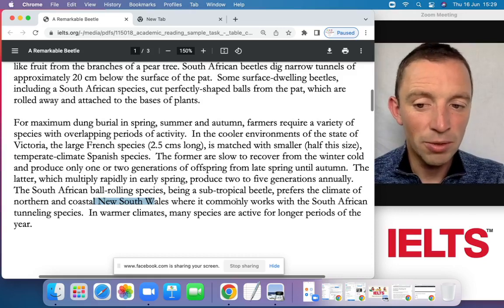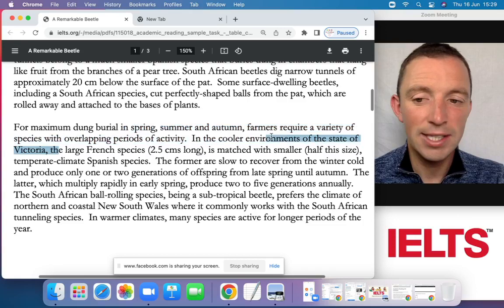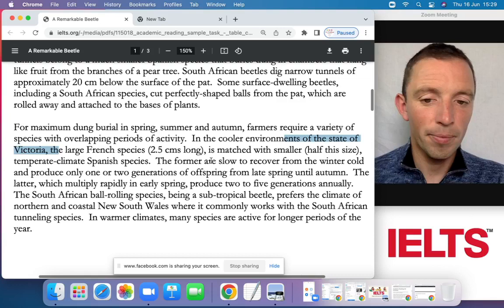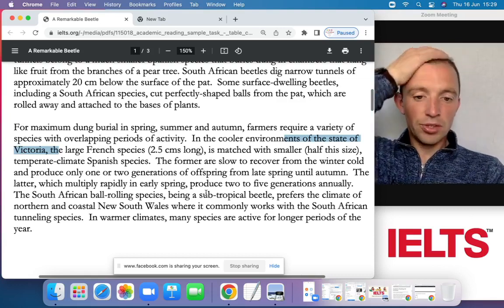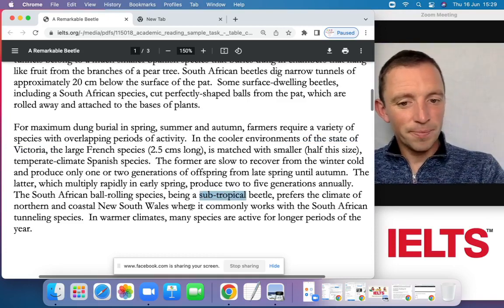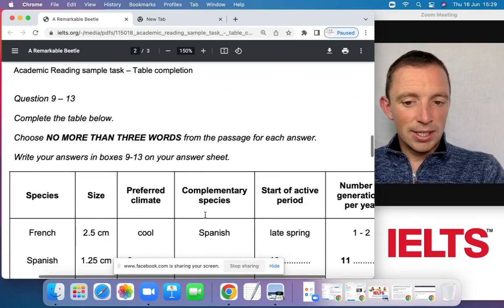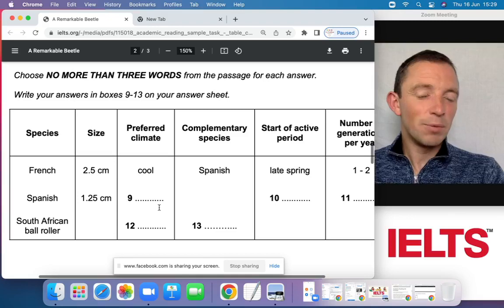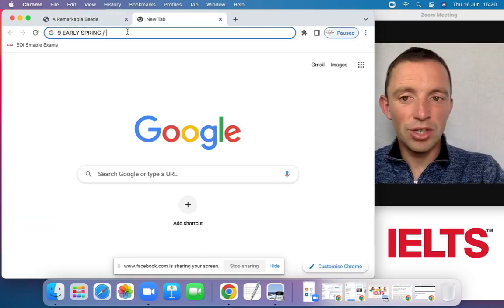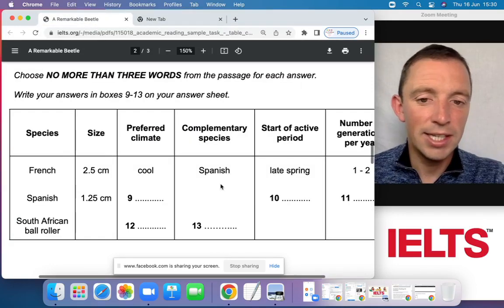And we don't know. So we need to find some reference to the northern. So Victoria is the cool state, but Victoria is not the same as the South African. Okay, so subtropical beetle is below tropical. So I think it's cooler. So the answer could be cool. Again, cooler, I think, would be the answer for number 12. I'm not 100% sure. I don't see that very clearly, but let's continue to number 13 or number 10.